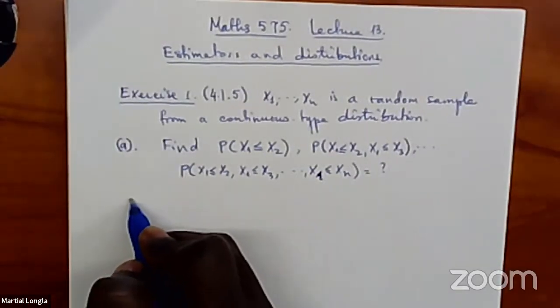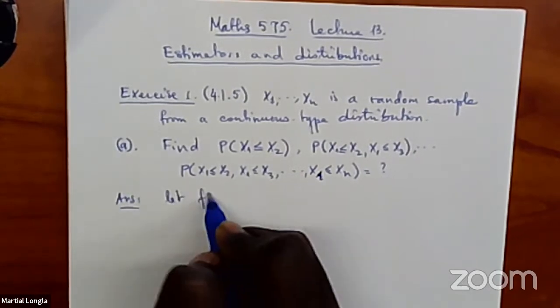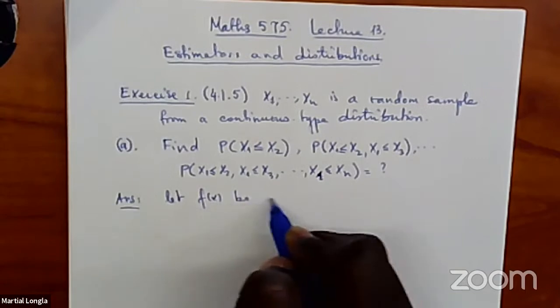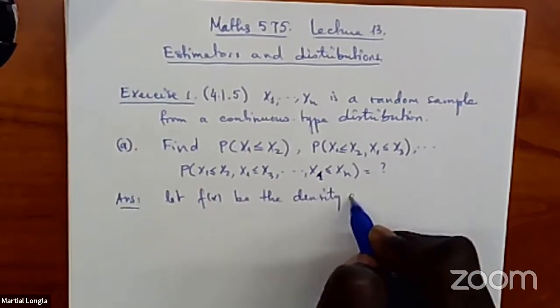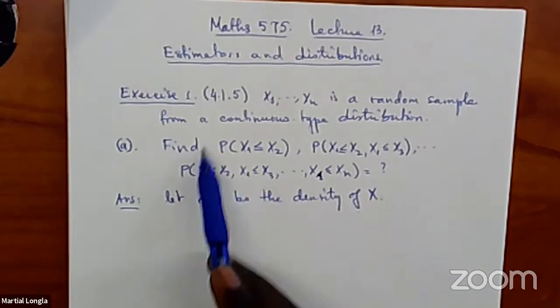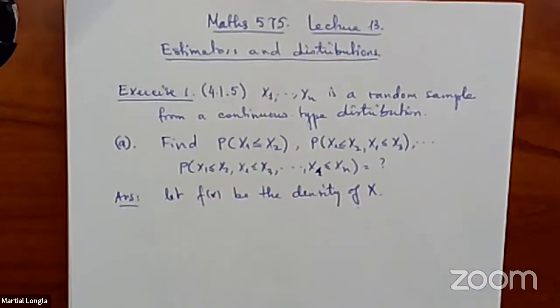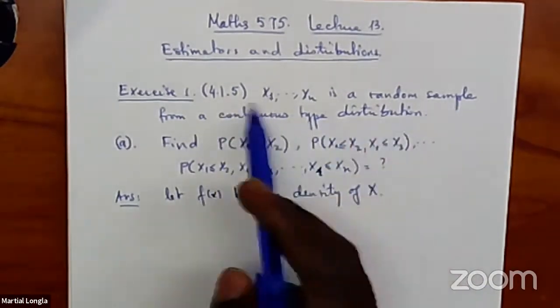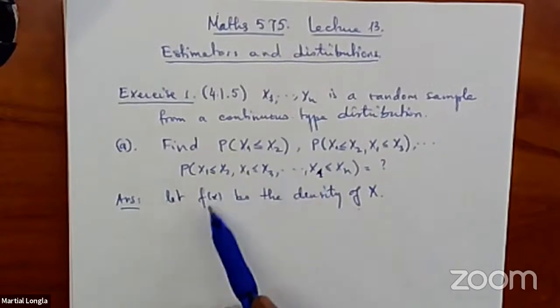So let f of x be the density of X, X being the population from which we got the random sample, right? That's the statistics that we do. X is the distribution from which we got our random sample. So they all have the same distribution f of x.